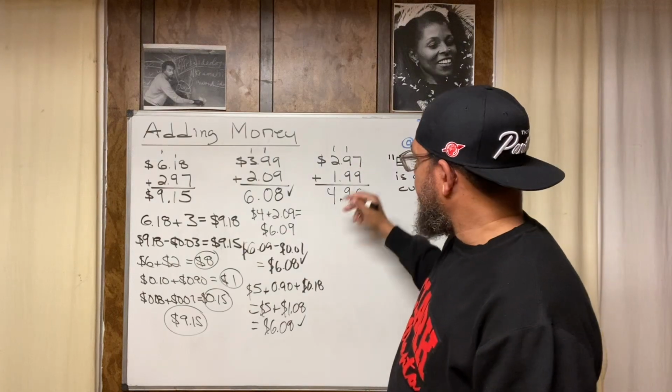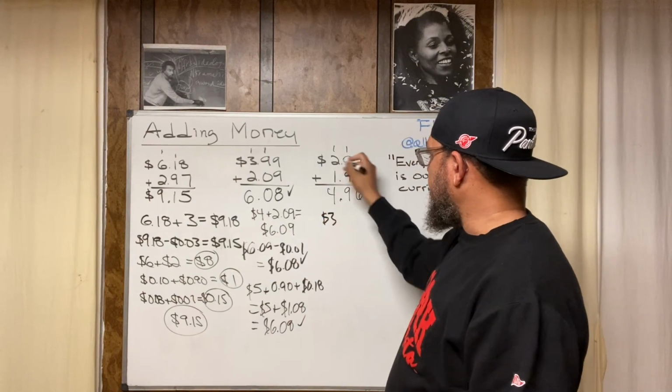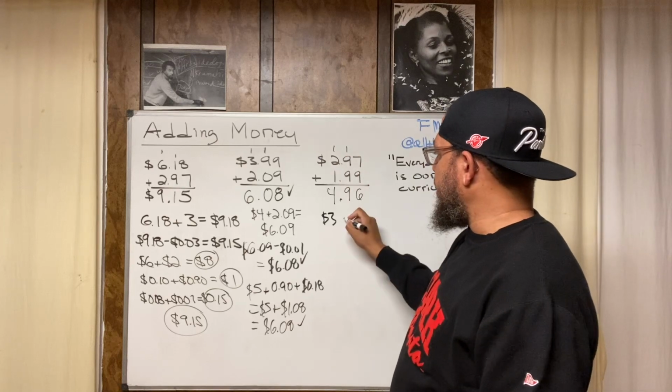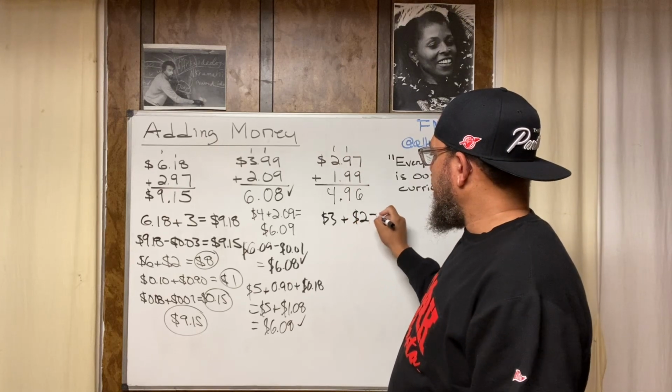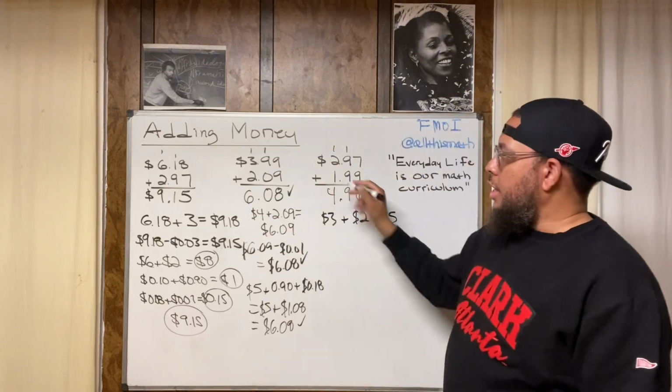Now, this is how I would do it. Actually, with this one, I would do this. I'm rounding this up to $3 because it's close to $3, and I'm rounding this up to $2. And that's going to give me $5 altogether.